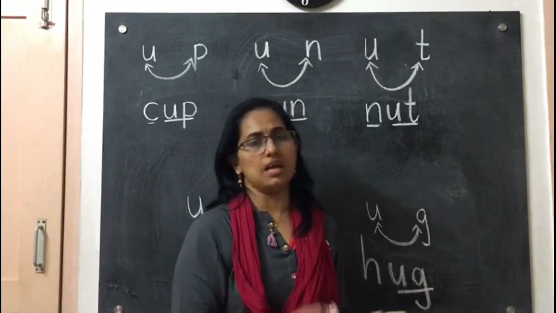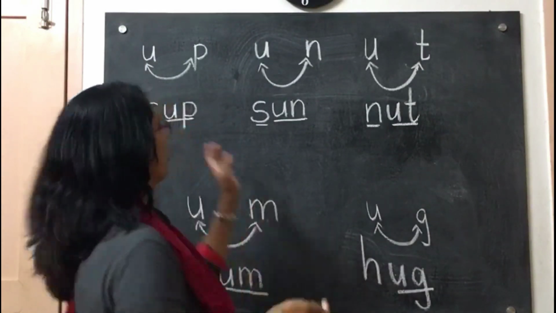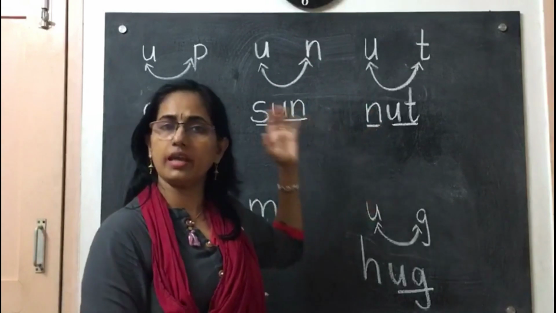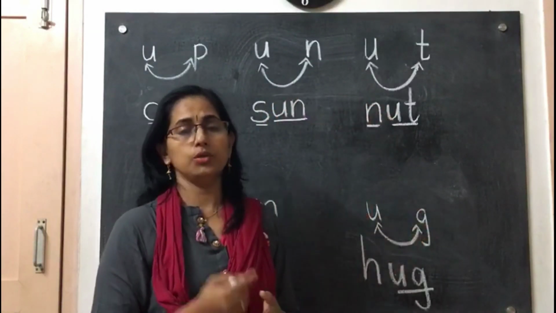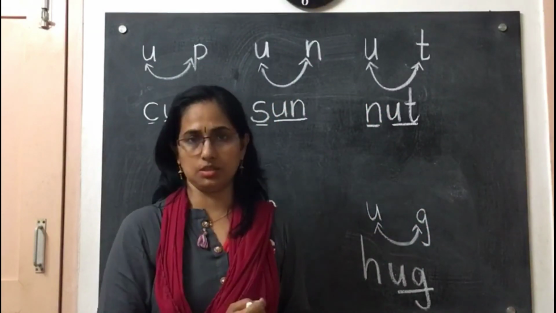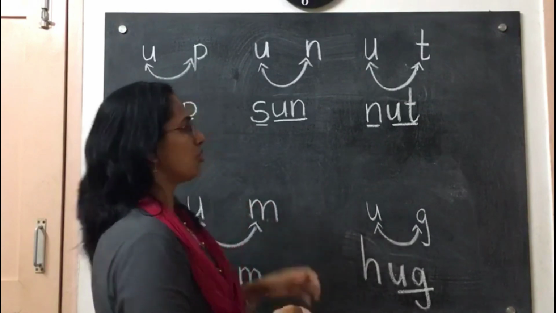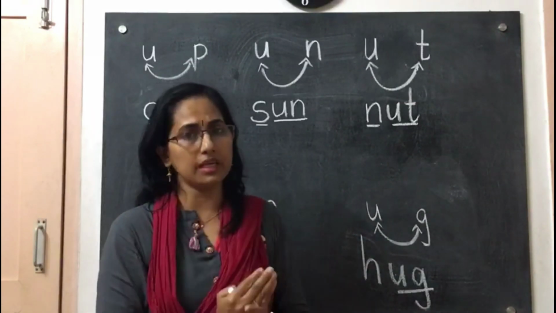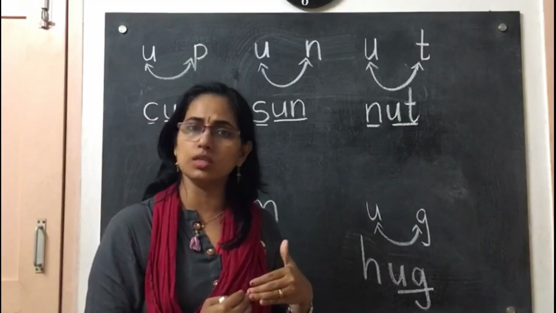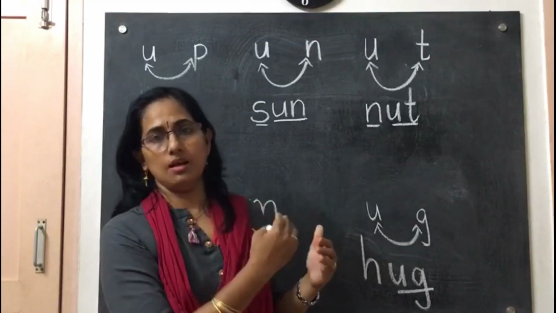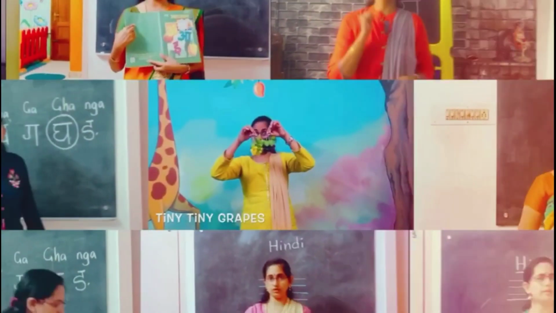After completing this, after making your child read all the 3-letter words joining A, E, I, O, U vowels, you should introduce the pictures. You can introduce the pictures of each word and make them read along with the picture using the sounds of each letter.